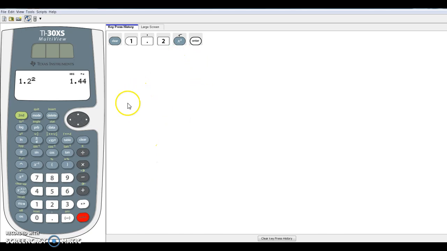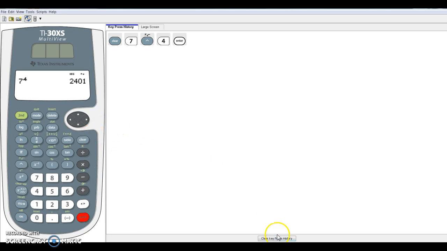Okay, we're going to do a higher exponent. Let's do 7 to the 4th power. So we'll put in our 7. You will put in the up arrow. And then you will put in your exponent. So we're going to put the 4 in. And then we're going to simply enter. And that will be our answer.